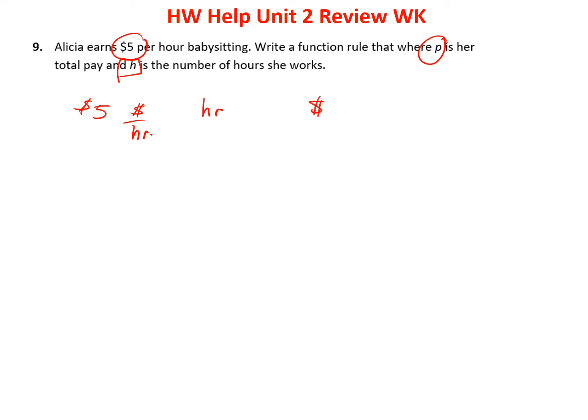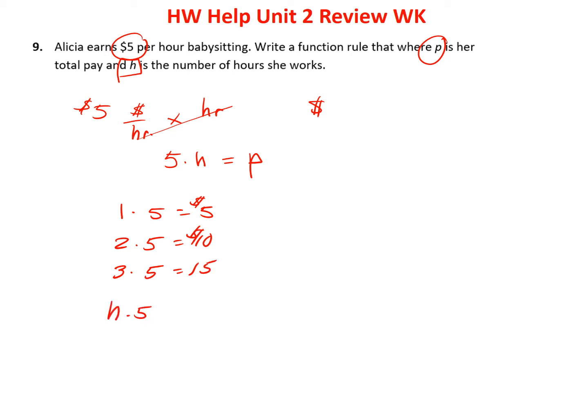If you look at the units here, dollars per hour, and hours, notice that if I multiply them together, the hours will cancel out. In other words, $5 times her hours will equal how much pay she gets. If you're not sure about it, think about it in terms of, if she works 1 hour, she makes $5. If she works 2 hours, she makes $10. If she works 3 hours, she makes $15. If she works 8 hours, she makes her pay. In other words, our formula, if we write it the other way, is her pay is going to be 5 times her hours.